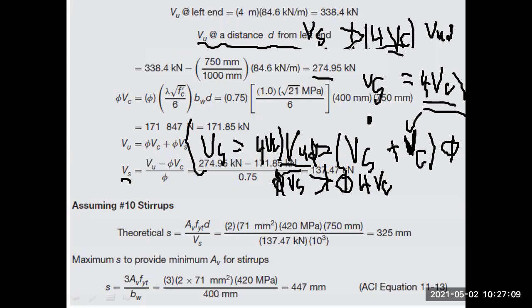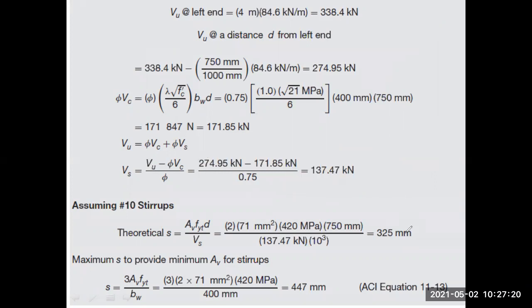Yeah, because we have a limit from the code. It says that the stirrups of the shear reinforcement should not take more than 4 times VC. So now we calculate VS and then we have to make sure that it has not exceeded 4 times VC. Has not exceeded, then we give it an okay.